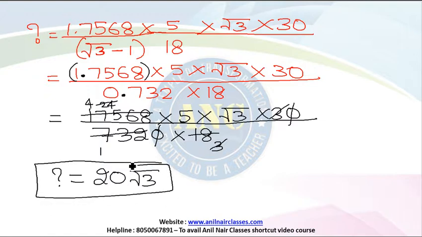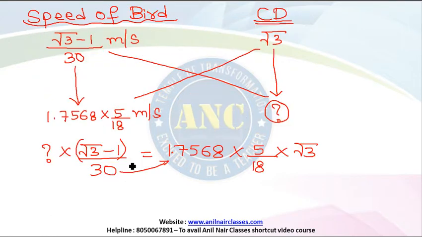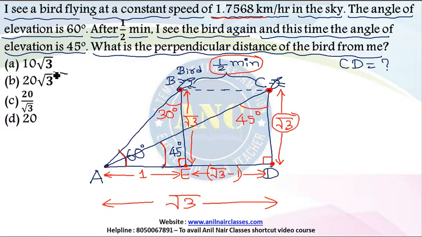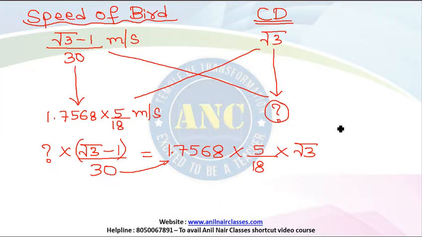Perpendicular distance of the bird from me is nothing but equal to 20 root 3 units or meters or whatever is given. I hope this beautiful question is also very clear. Already all the values you have got in the diagram itself, sir. Only the simplification little bit, converting from kilometer per hour to meter per second, and then cross multiplying and simplifying. All these extra things should be taken care of. Rest all are very easy to be calculated. I hope the idea is very clear for you people.